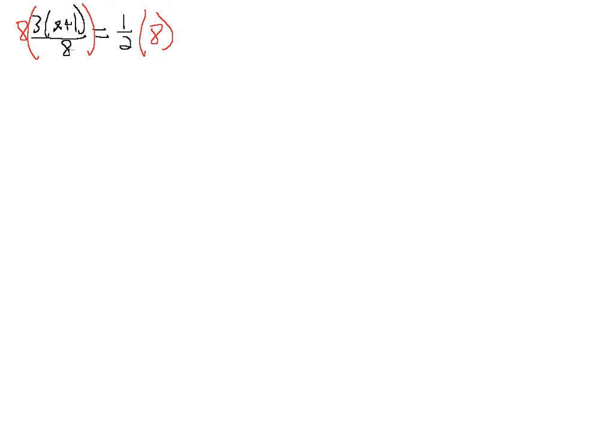This is going to get rid of the denominator right here, because this 8 is going to cancel with this 8. The first thing we want to do is get rid of this fraction bar, since our variable is buried inside the numerator. So what this is going to do is leave us with 3 times x plus 1. And we know how to work with this. So we got rid of the fraction bar, which is a good thing. And on the other side, we have 1/2 times 8, which is 8 over 2, which is just 4.